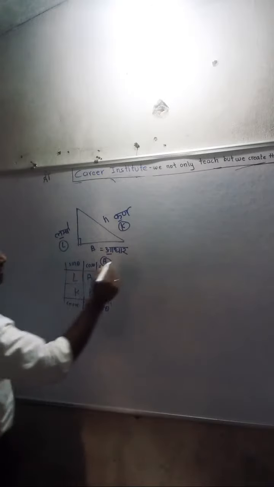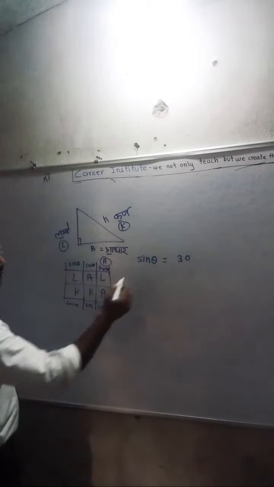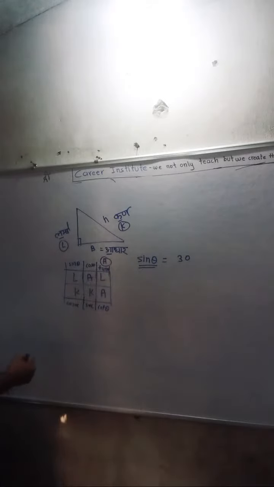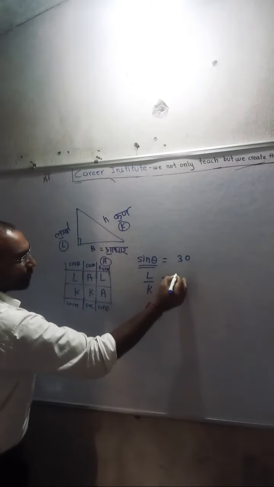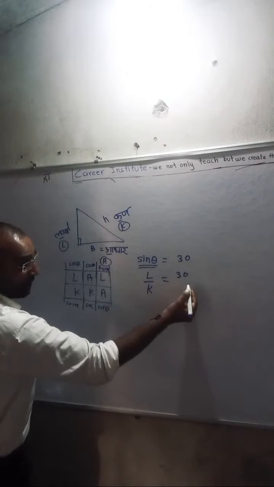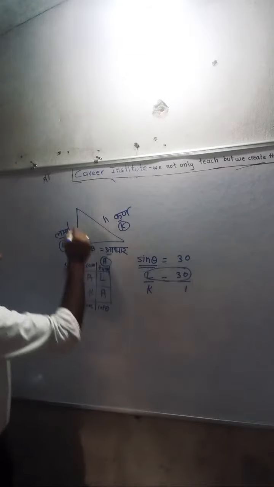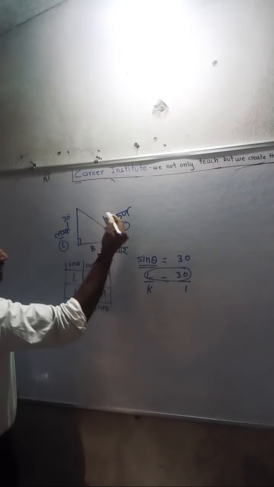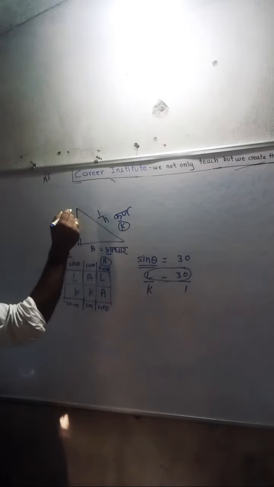Yes, sir. Now suppose one question is given. Sin theta is equals to 30. That means what? Sin theta means lamb by karn, equals to 30. Denominator is nothing, so what we can suppose? 1. That means length is equals to 30, and K means hypotenuse, karn is equals to 1.